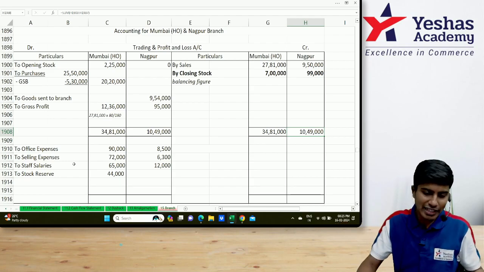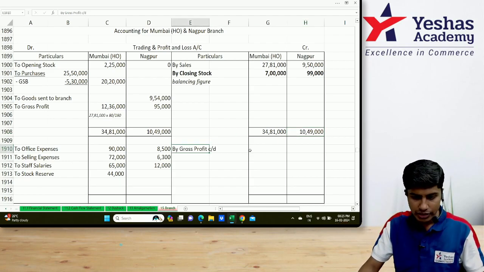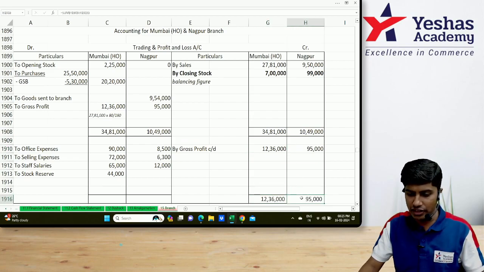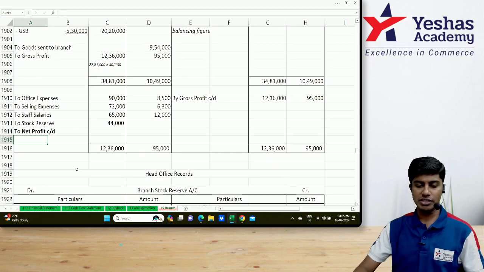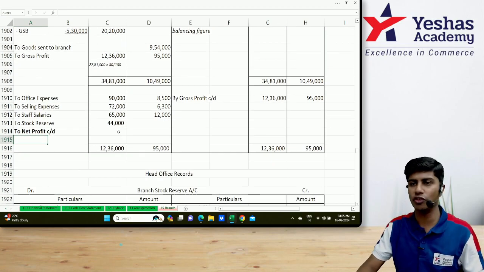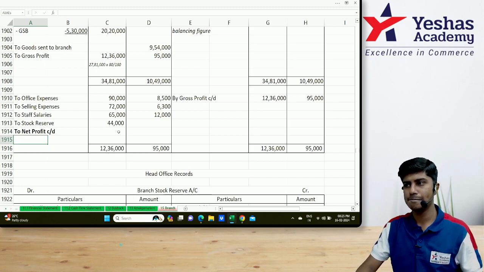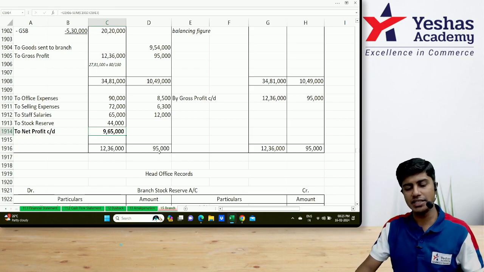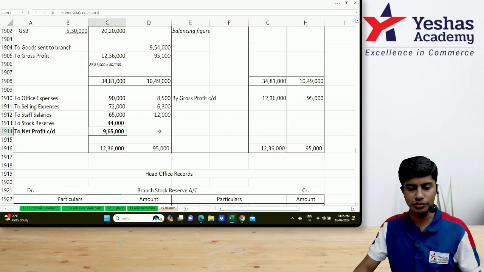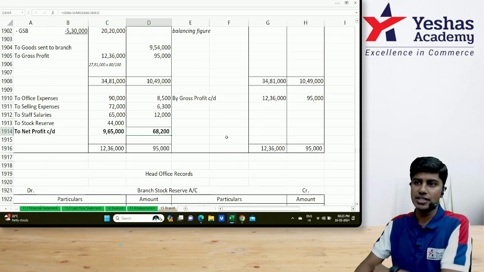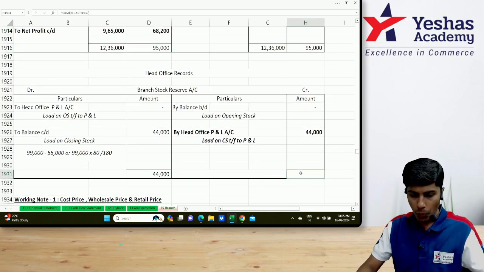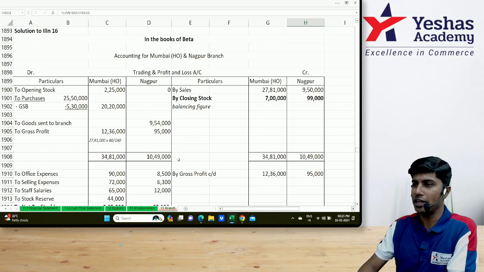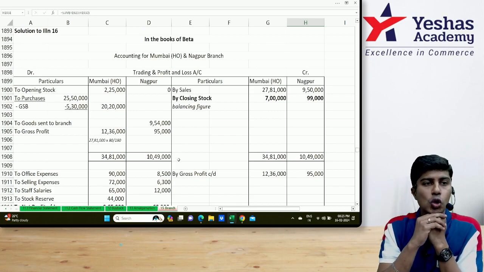Got it? Friends, this GP I'll bring here: 12,36,000 and 95,000. Quickly identify net profit. 1236 minus 90 minus 72 minus 65 minus 44. What do we get? 9 lakh 65. 95 minus 8,500 minus 6,300 minus 12,000. That's it. This is our net profit and we have successfully completed the problem. You understood the wholesale price method, and we can call this the master problem on the wholesale price method.